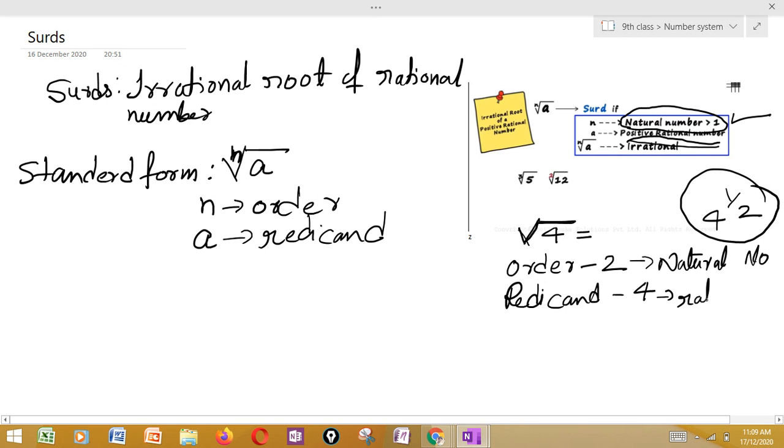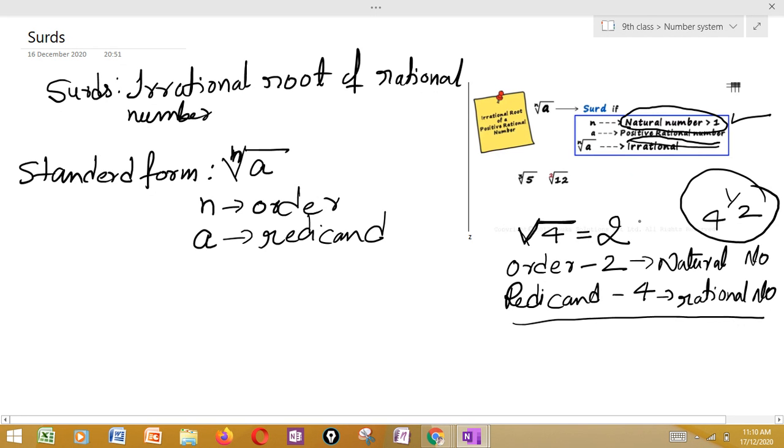And this is a rational number. So both the conditions are satisfied or not? Both the conditions are satisfied. But whether the result is rational or irrational, the result, that is the square root of 4, what do we get? Rational. So when you are getting a square root of any number, it means a positive rational number.